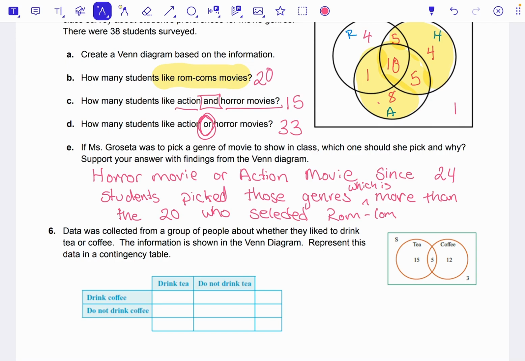So we have people who drink tea and people who drink coffee. The middle here would be people who drink both, like your teacher. I drink both tea and coffee. I drink tea in the evenings and lots of coffee in the morning.